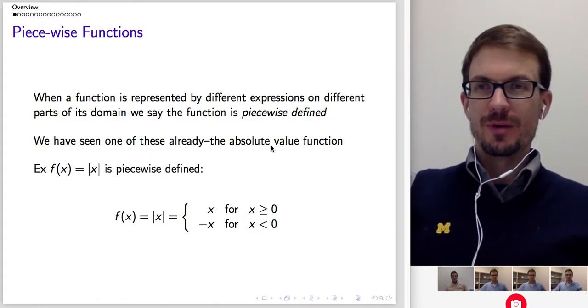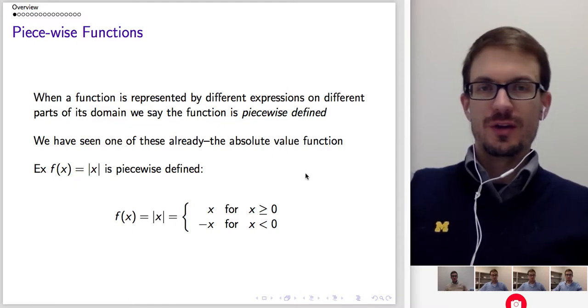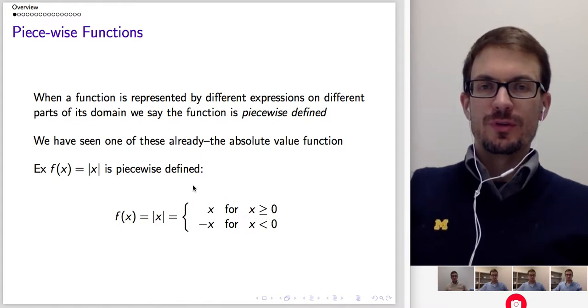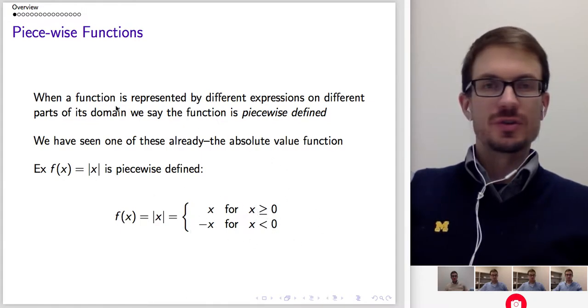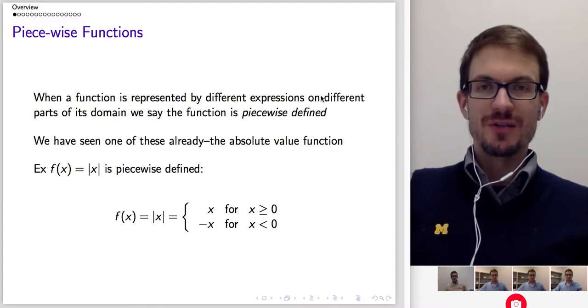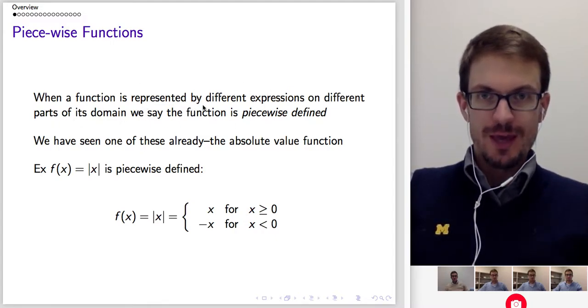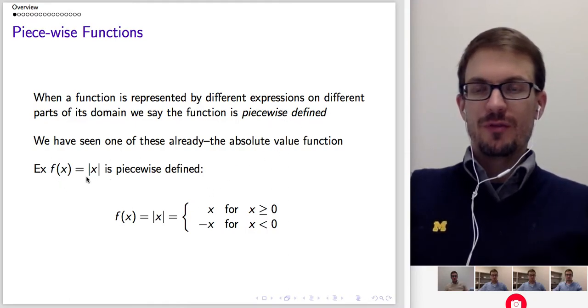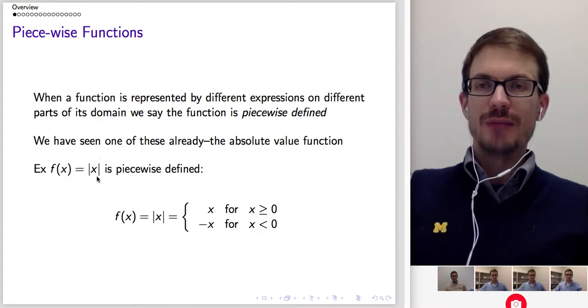So today we're talking about piecewise functions. We've actually already considered an example of a piecewise-defined function. That was the absolute value function. So we'll start with this example. First, in terms of our definition, we say a function that's represented by different expressions on different parts of its domain is called piecewise-defined. Here's our first example, f of x is equal to the absolute value of x.